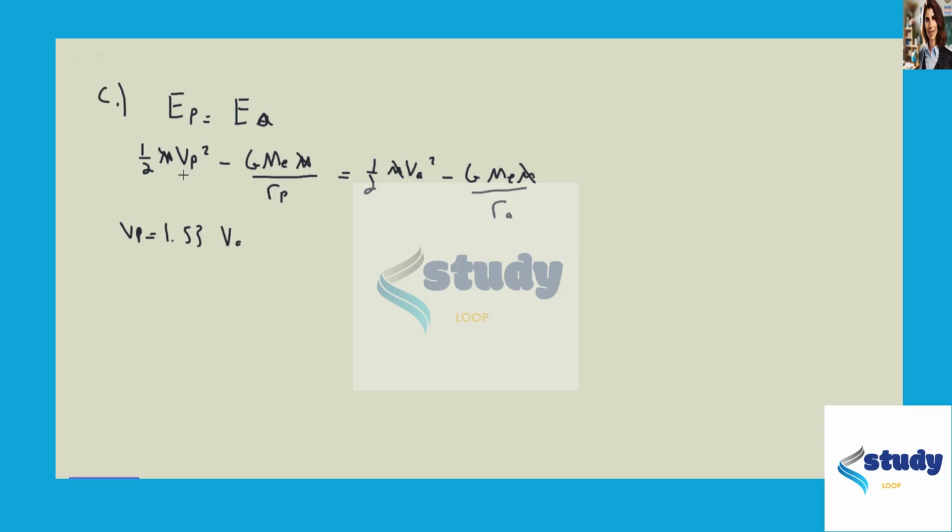And so then we should get 1/2 times 1.53 Va squared. So we want to make sure we square the 1.53 also. And then that'll equal, I'll move this term to the other side. So that'll equal 1/2 Va squared, and then we will have plus, and we'll kind of factor this a little, so GME, and then 1 over Rp minus 1 over Ra.